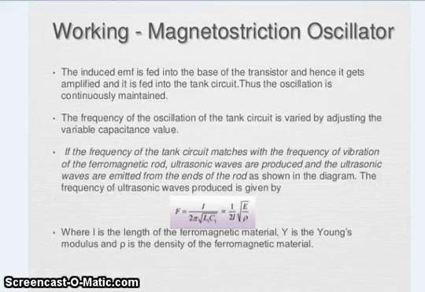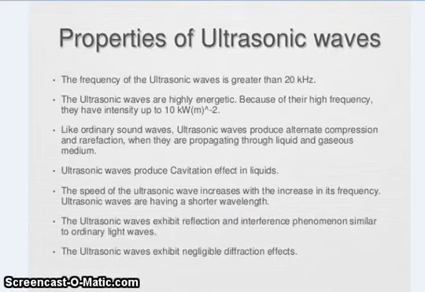If the frequency of the tank circuit matches with the frequency of vibration of the ferromagnetic rod, ultrasonic waves are produced, and ultrasonic waves are emitted from the ends of the rod. The frequency of the ultrasonic waves is given by f = 1/(2π√LC), or you can say f = (1/2L)√(Y/ρ), where L is the length of the ferromagnetic material, Y is the Young's modulus, and ρ is the density of the ferromagnetic material. Clear? Okay. Now, what are the properties of ultrasonic waves?